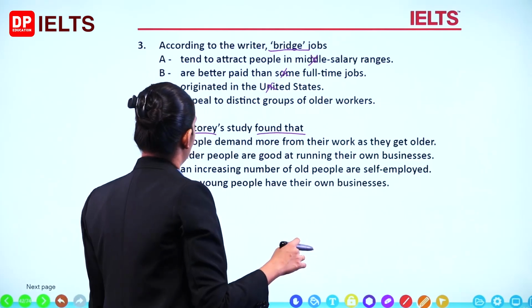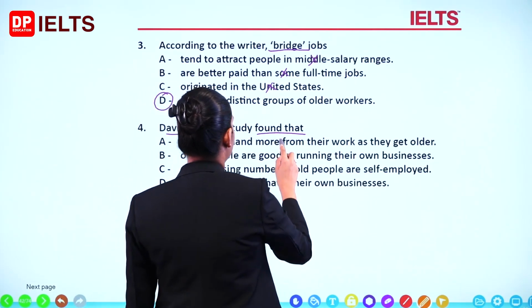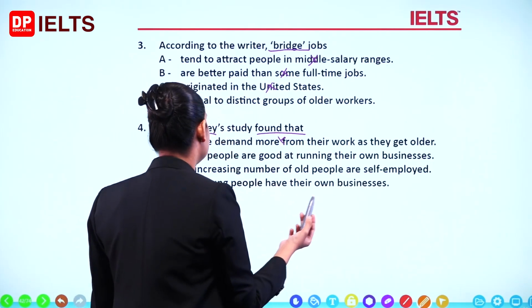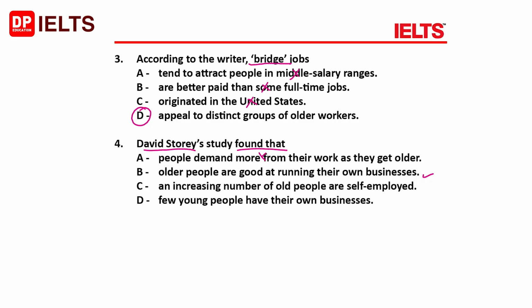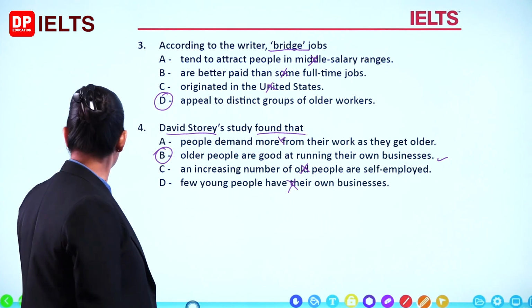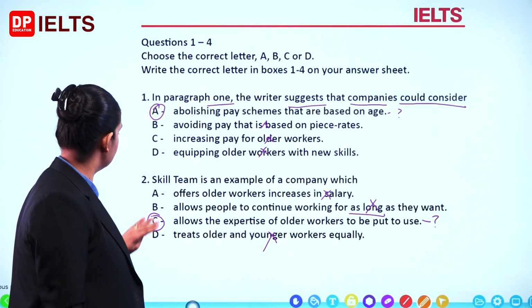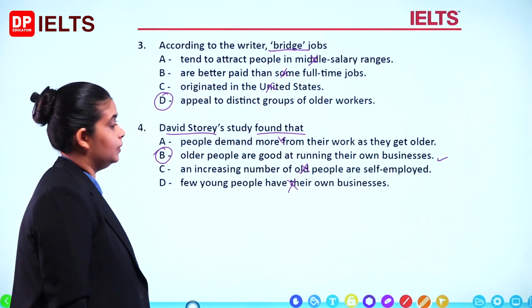Okay. People demand? No. Older people are good at running their own business? Yes, they survived. An increasing number of people are self-employed? We don't know. Few young people have their own business? We don't know. B seems to be the most appropriate answer. So here you can see the answers are A, C, D and B.